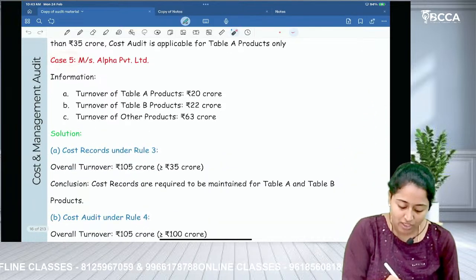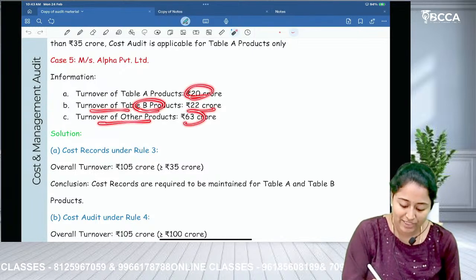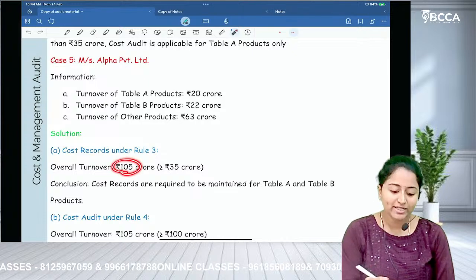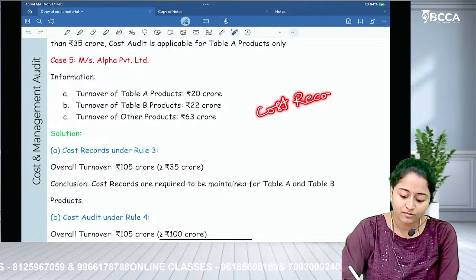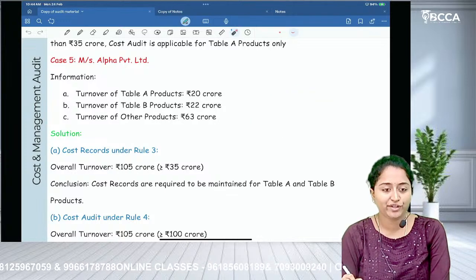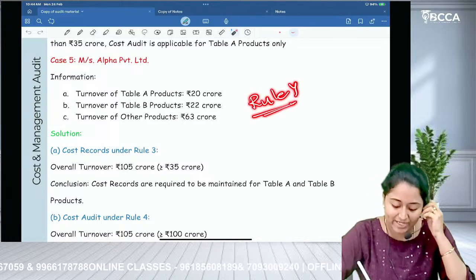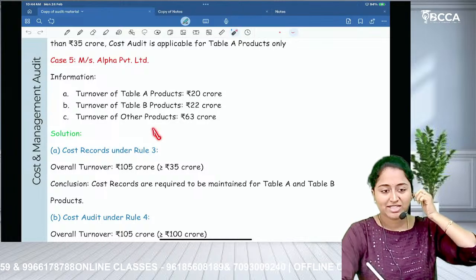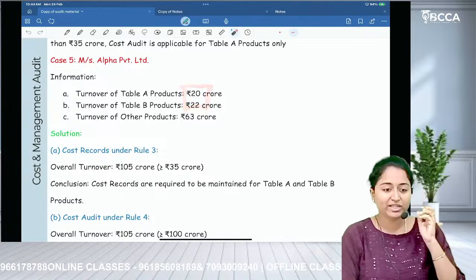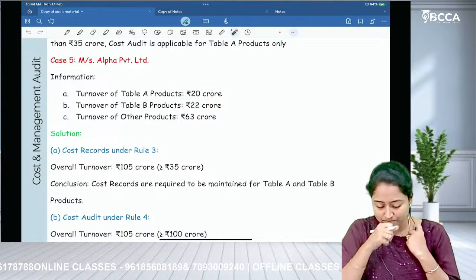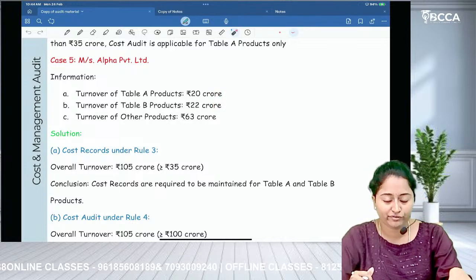Now case 5, turnover of table A 20 crores, turnover of table B 22, turnover of other products is 63. Overall it is 105. So cost records, rule 3 satisfied, more than or equal to 35. Now rule 4, regulated means more than or equal to 50, satisfied. Aggregate, more than or equal to 25. How much is it? 20 and 22, it is 42. So more than or equal to 25.